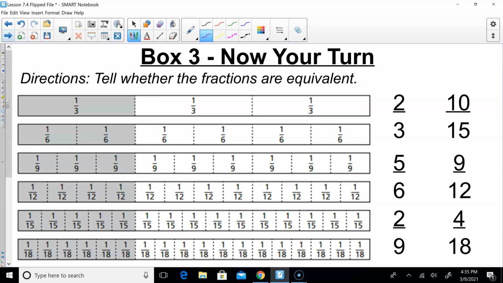Here we go, box 3, now your turn. Here's where you have to showcase your work. Tell what fractions are equivalent. Is 2/3 the same as 10/15? Is 5/6 the same as 9/12? If not, tell me which one is greater than or less than. 2/9 or 4/18. So you can pause the video right now, solve those problems. Make sure you draw a big line, write box 3, now your turn, so you can easily identify your work.